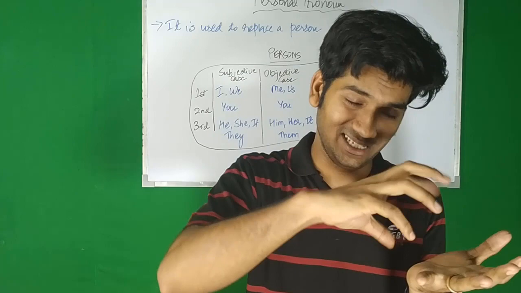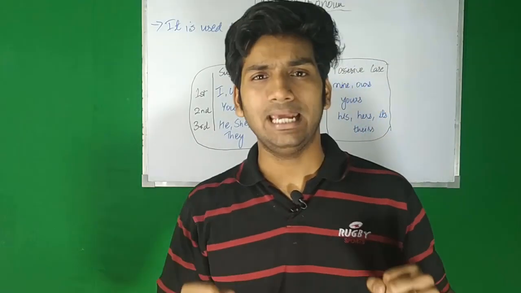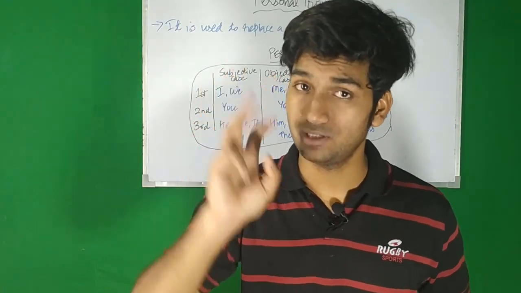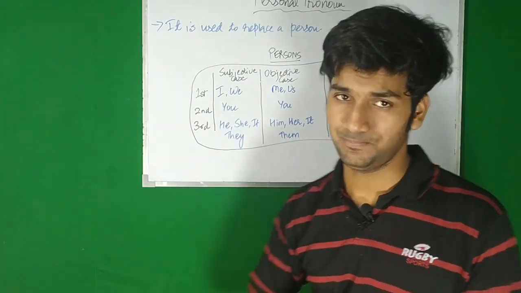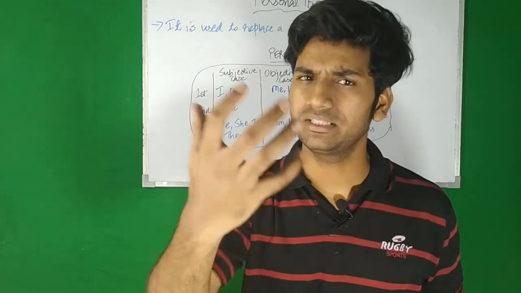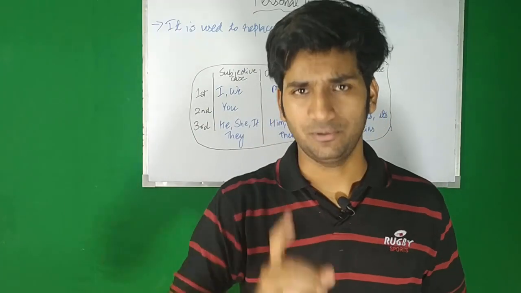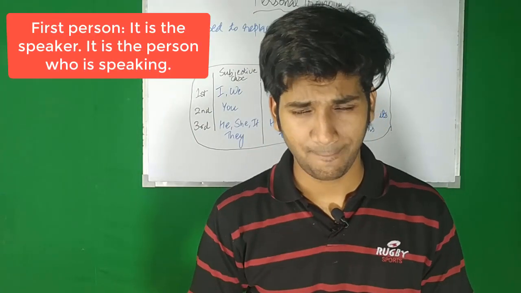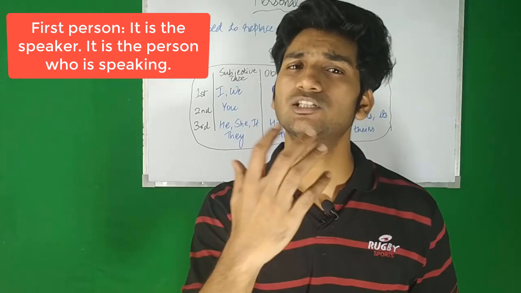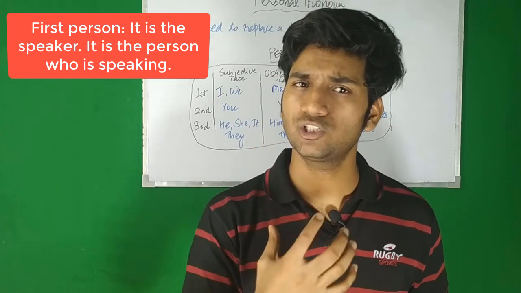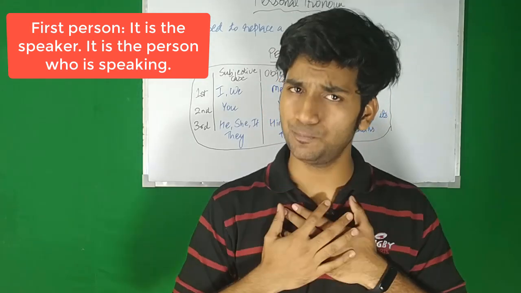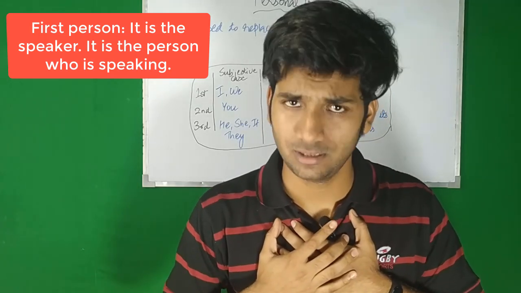It represents that noun. So in English, we have 3 persons, okay? First person, second person, and third person. Don't worry, I'll make you understand what these persons are. Let's talk about first person first. First person is the speaker. First person is the person who's speaking. So right now, I am speaking, I become the first person, okay?